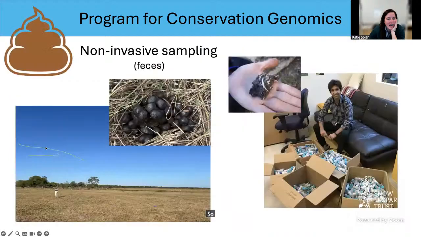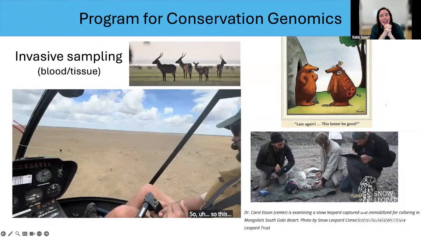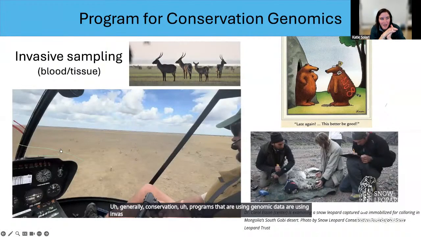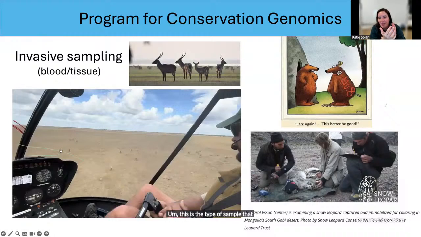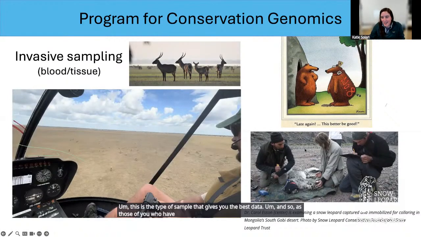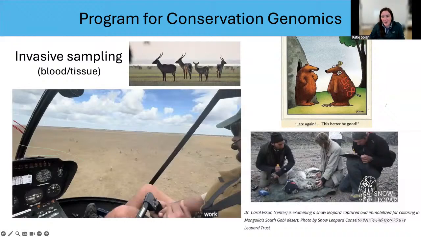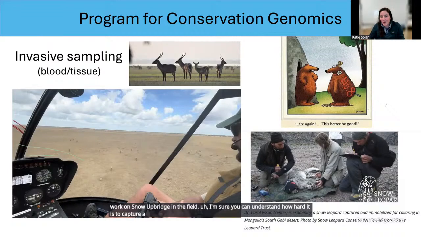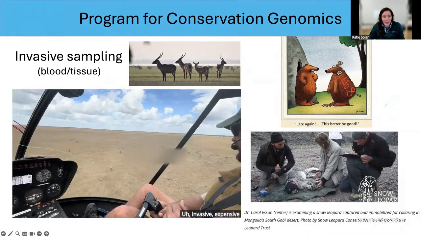Generally, conservation programs that are using genomic data are using invasive sampling. So this is going to be blood or tissue samples. This is the type of sample that gives you the best data. And as those of you who have done work on snow leopards in the field, I'm sure you can understand how hard it is to capture a snow leopard to get a blood or tissue sample. So this is extremely invasive, expensive, and time consuming.